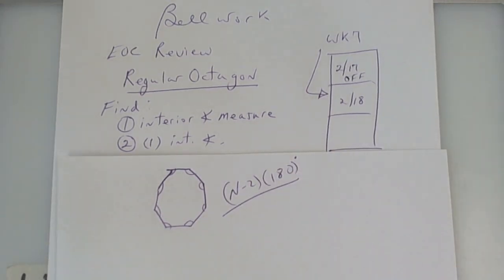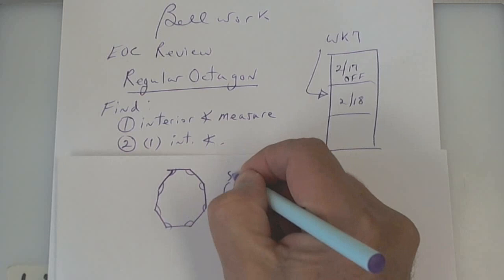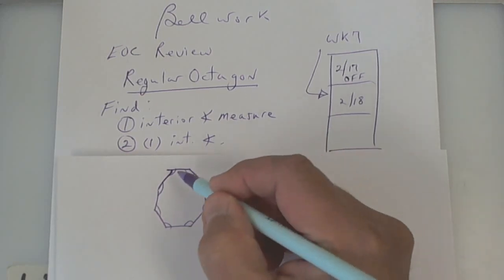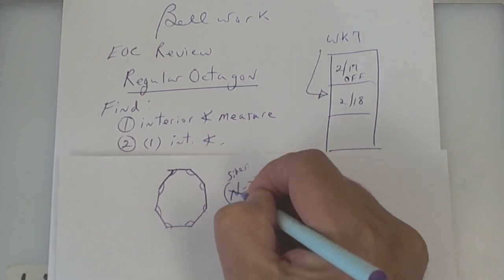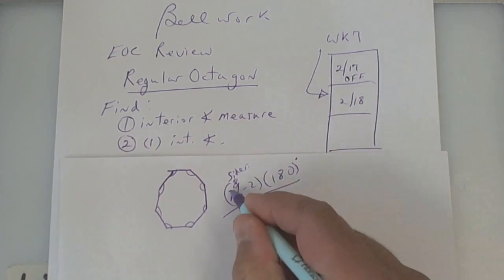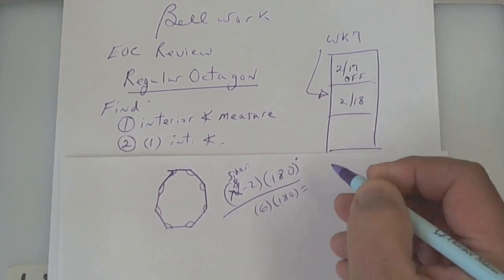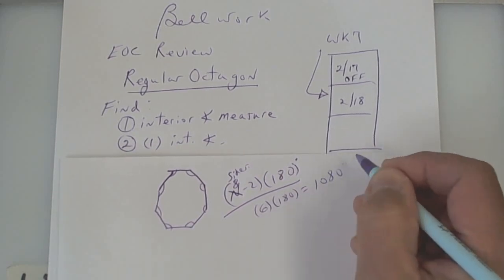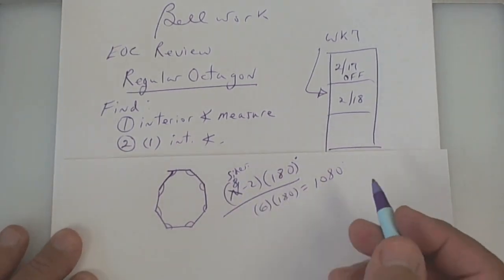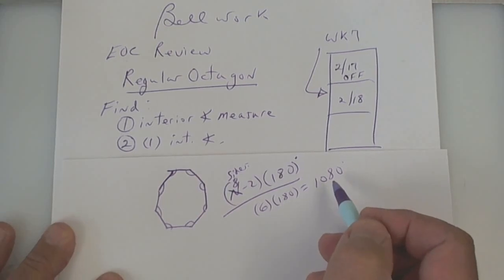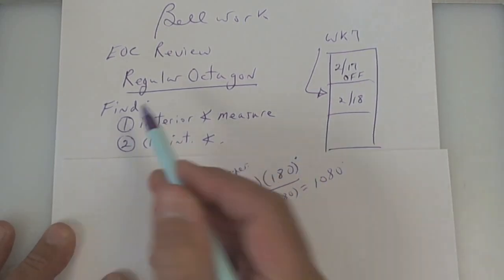This is a review. N stands for the number of sides. Okay, we went over this a long time ago. It's an octagon, it has 8, so change that to an 8. So it's 8 minus 2, it's 6 triangles. So the interior angle measure is 1080 degrees. All right, so that's number 1.